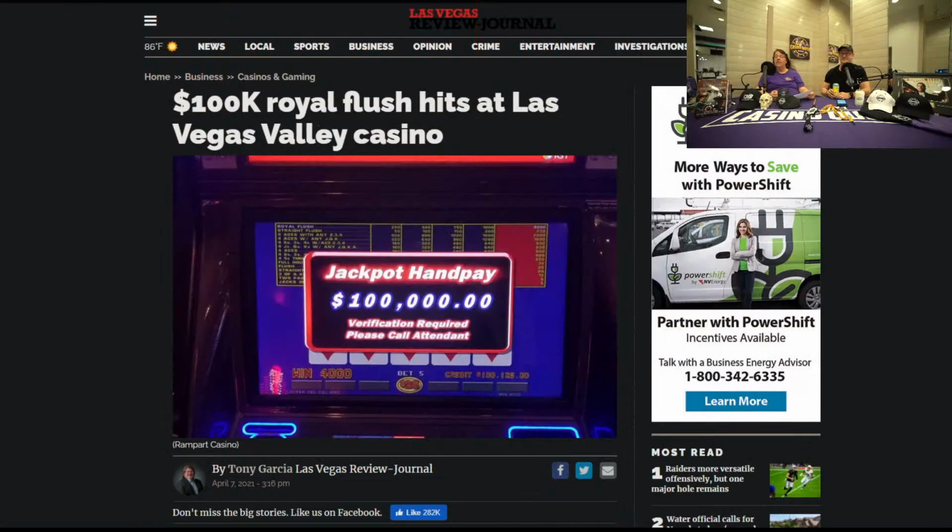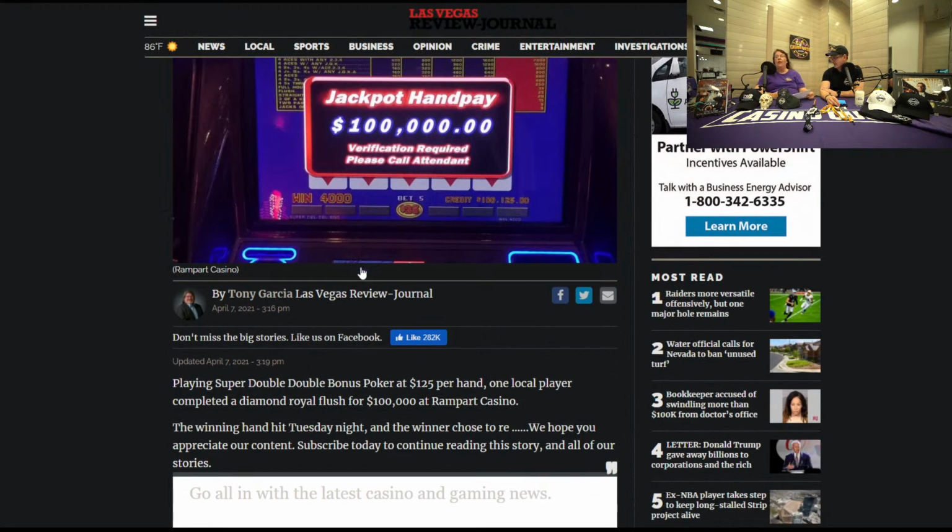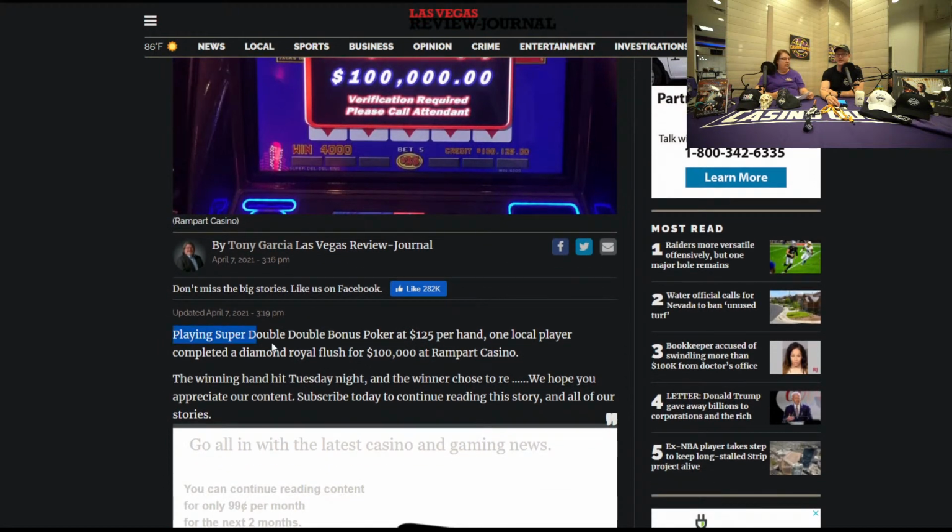So, okay, here's what I'm looking at: 100,000. At the Rampart Casino, which is the locals casino out in Summerlin, somebody hit a royal flush on a $25 machine, which is a $125 bet, for $100,000. Really?